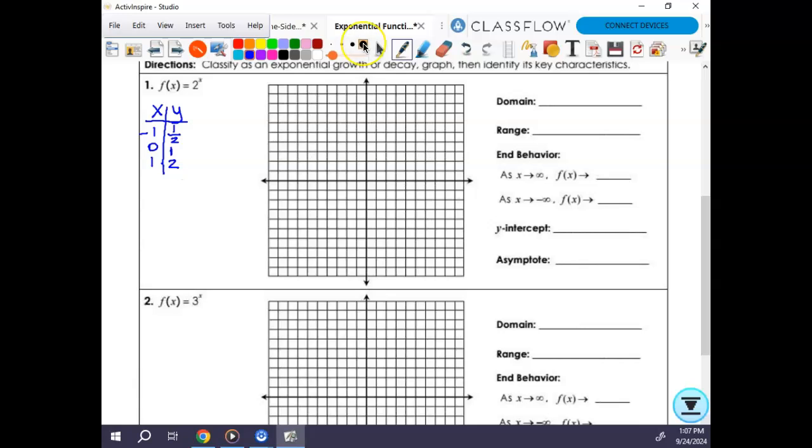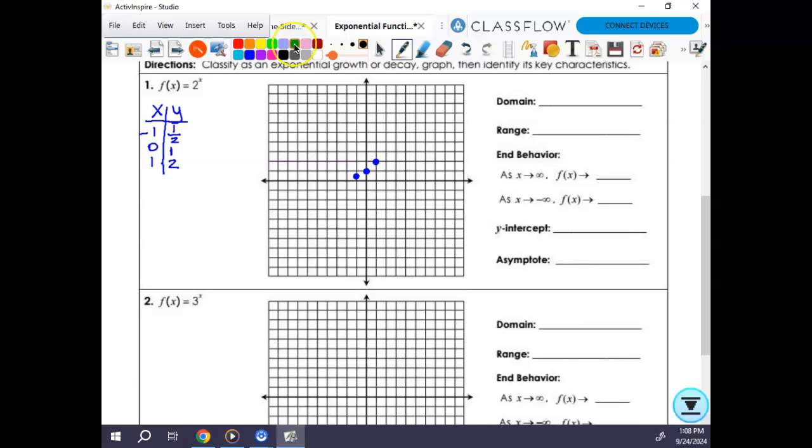So if I plot those 3 points, at -1, I'm at 1/2. At 0, I'm at 1. At 1, I'm at 2. That gives me enough to understand my function. Now remember, this is the parent function. We have not moved it left, right, up, down, anything like that.